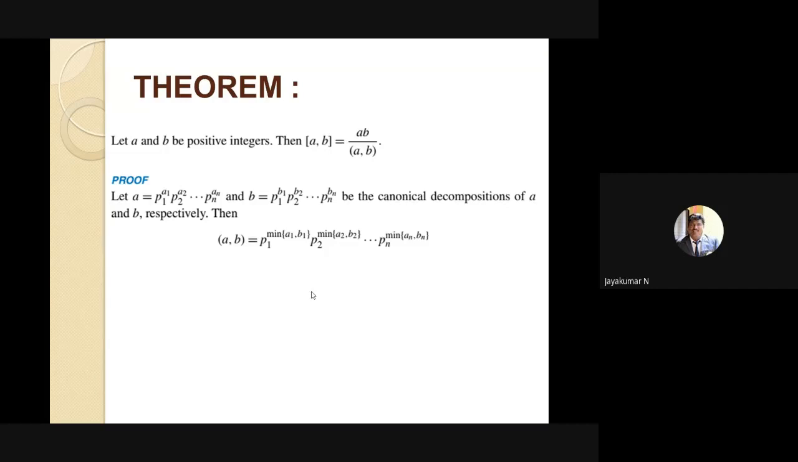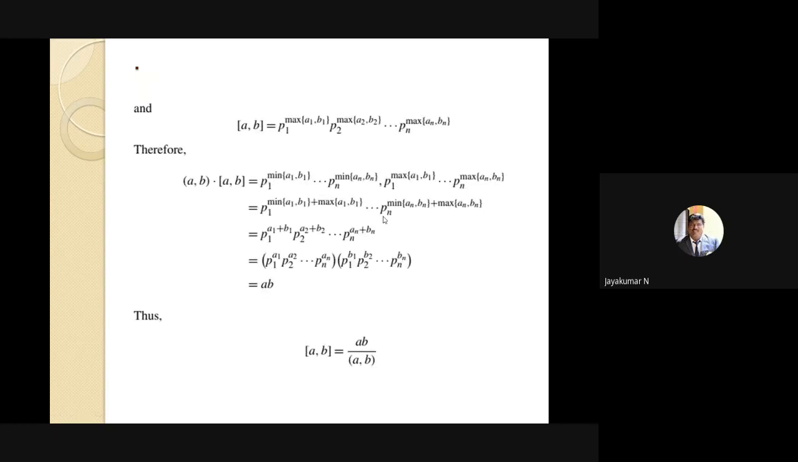So this is another important 8 mark theorem. That is, LCM of two positive integers is nothing but the product of those two integers divided by the GCD of those two integers. It's a simple one. Just write the definition for LCM and GCD by using canonical decomposition. From that we can easily prove it. It's the easiest one.